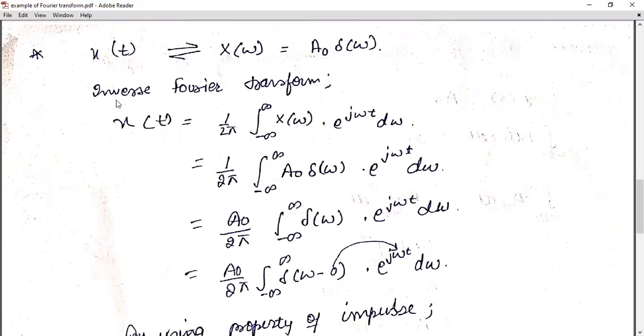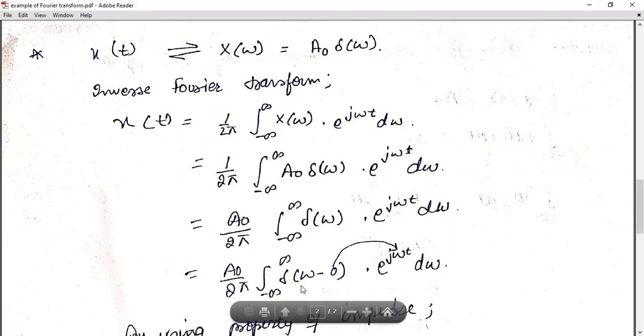find out the inverse Fourier transform, then we find the Fourier transform. So we'll get x of t is equal to, the inverse Fourier transform formula is 1 by 2 pi, integral from minus infinity to infinity of X of omega into e raised to j omega t d omega. Substituting X of omega, we substitute a naught del of omega. So a naught is a constant value, so bring it out. So we'll get the integral from minus infinity to infinity of del of omega into e raised to j omega t d omega.